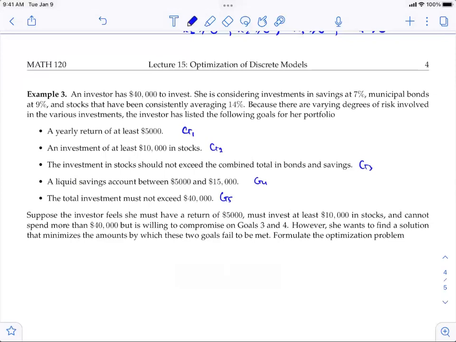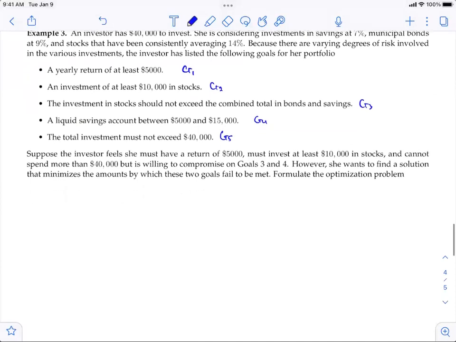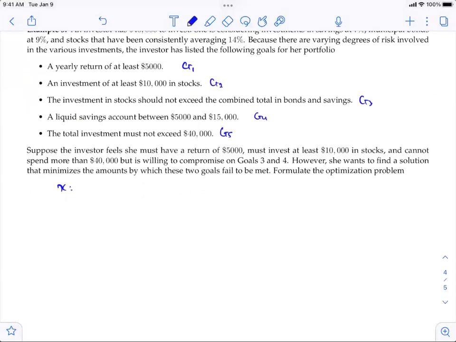So before we do any formulations, we're going to let X be the investment in saving, Y be the investment in bonds, and Z is the investment in stocks.